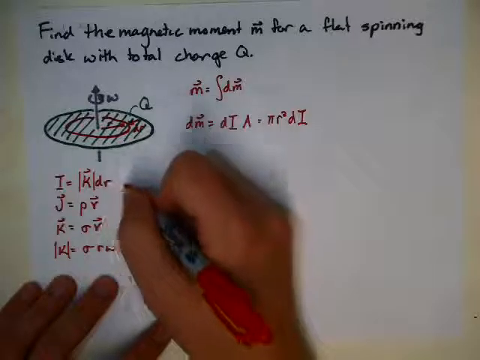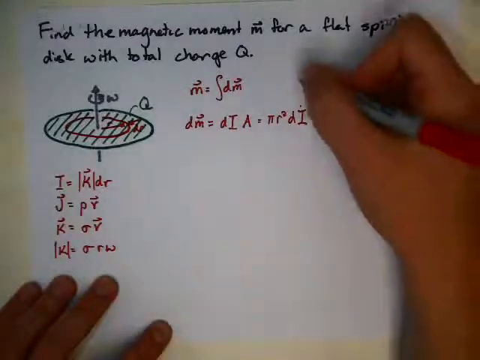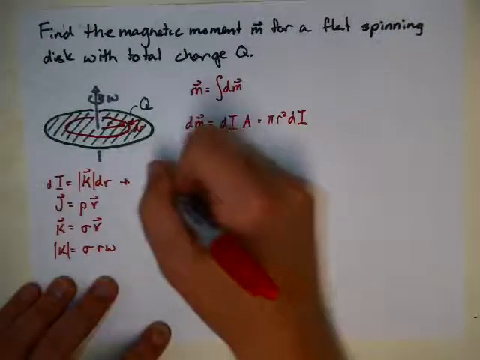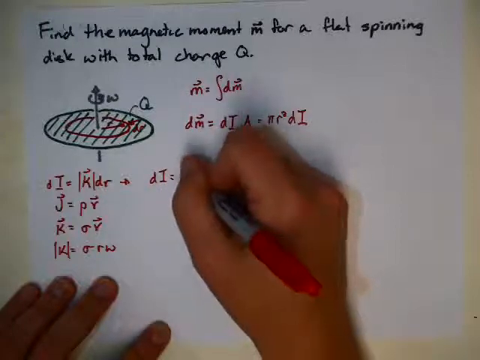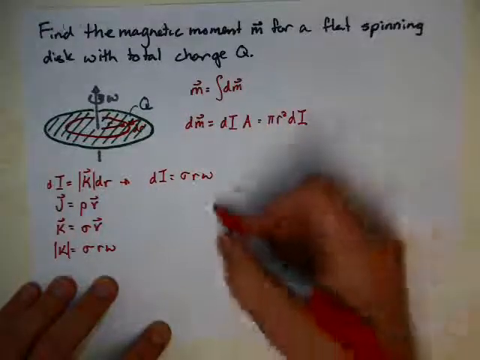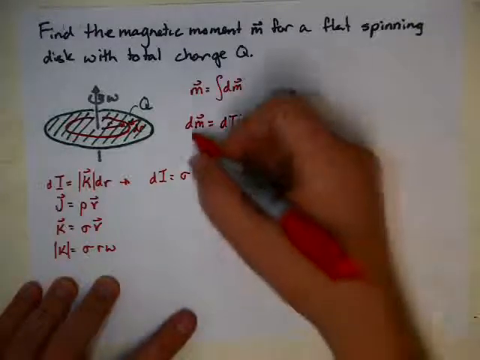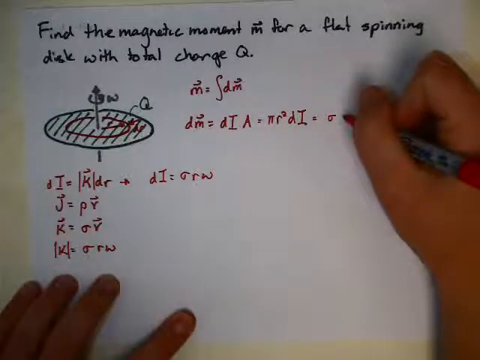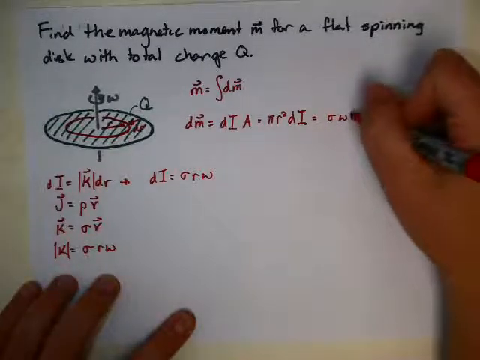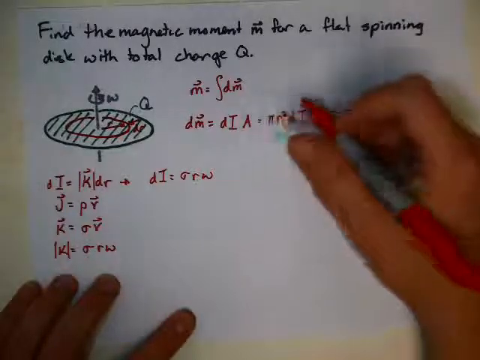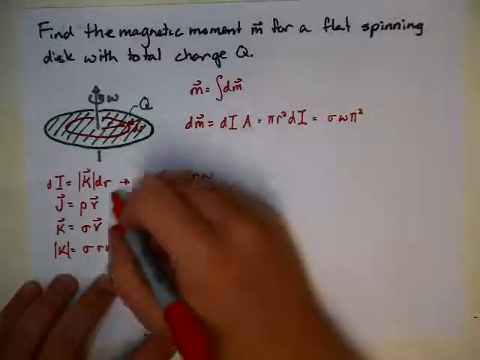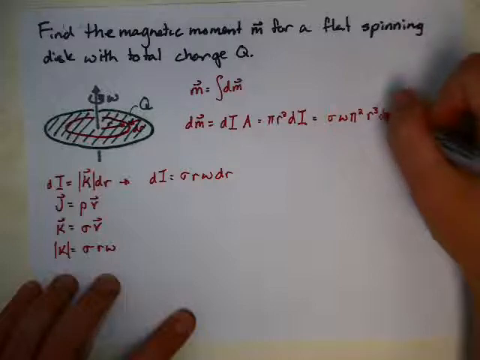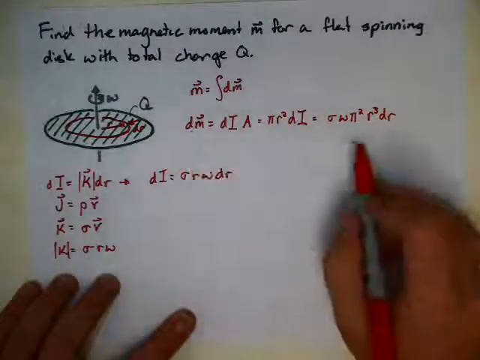So plugging all that back in, this differential current di is sigma r omega dr. Plugging that into our expression for little dm, we get sigma omega pi, then r squared from there and r from the current, and we still have the dr. So dm is sigma omega pi r cubed dr. That's what this little moment is.